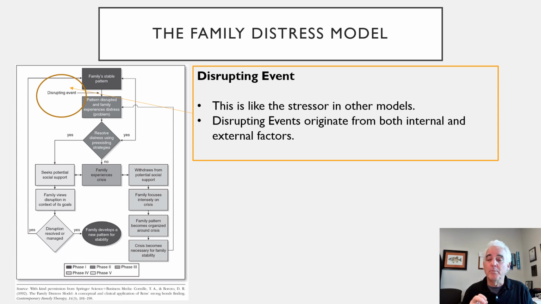So somebody shooting into the window of the house, or somebody stealing a car of the family, right? These would be outside things or external events that disrupt the family's normal functioning. So next slide, please.